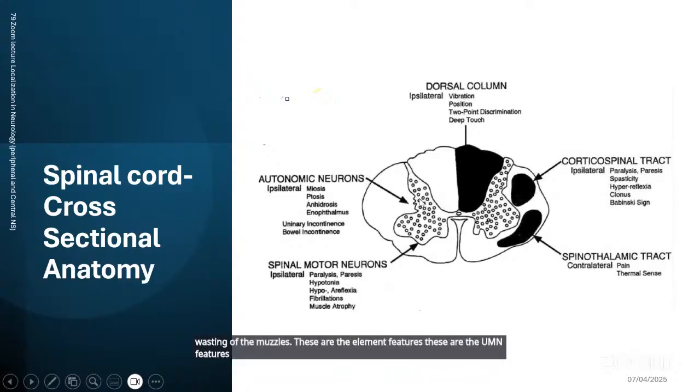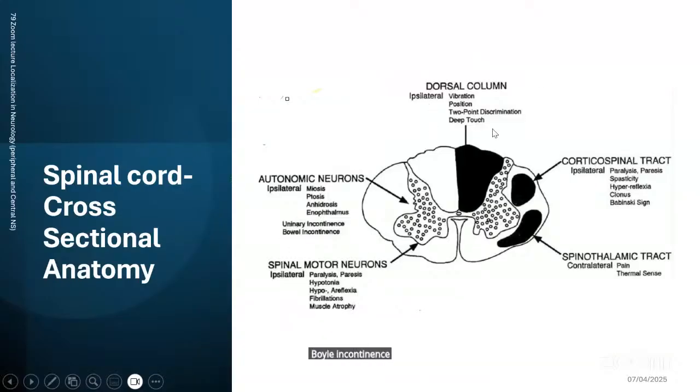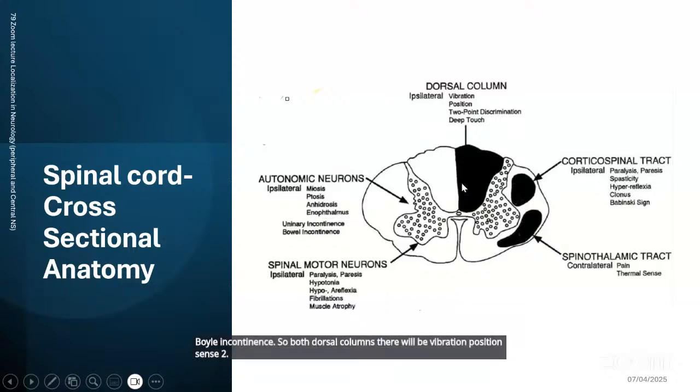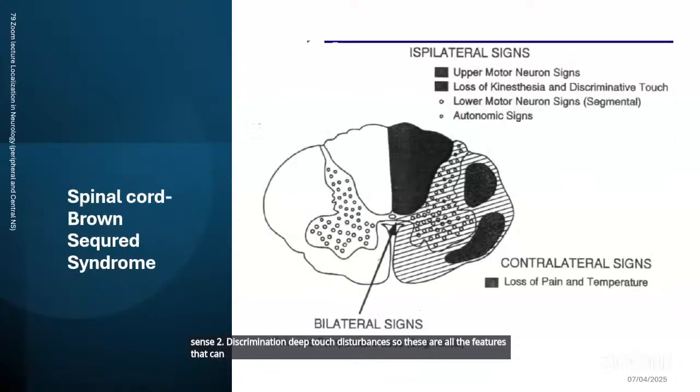There are also autonomic nervous system features. There may be miosis, ptosis, anhidrosis, enophthalmos. This is called Horner syndrome if it is in the cervical region. There may be urinary incontinence, bowel incontinence. With both dorsal columns involved, there will be vibration, position sense, two-point discrimination, and deep touch disturbances. So these are all the features that can be felt by the patient.